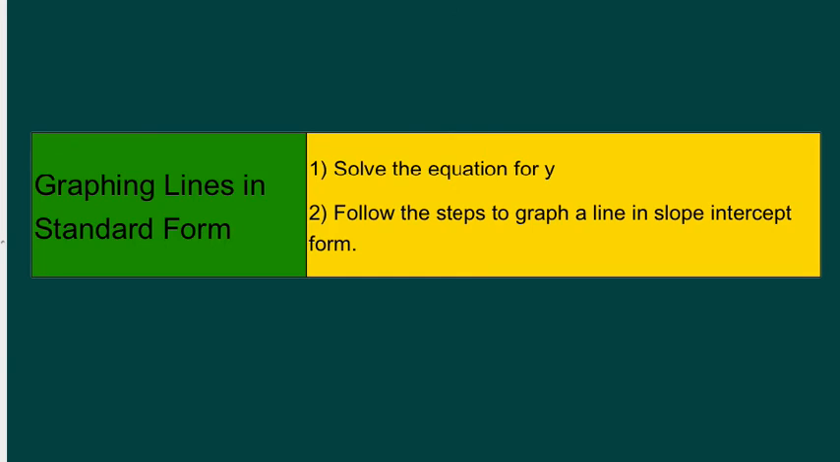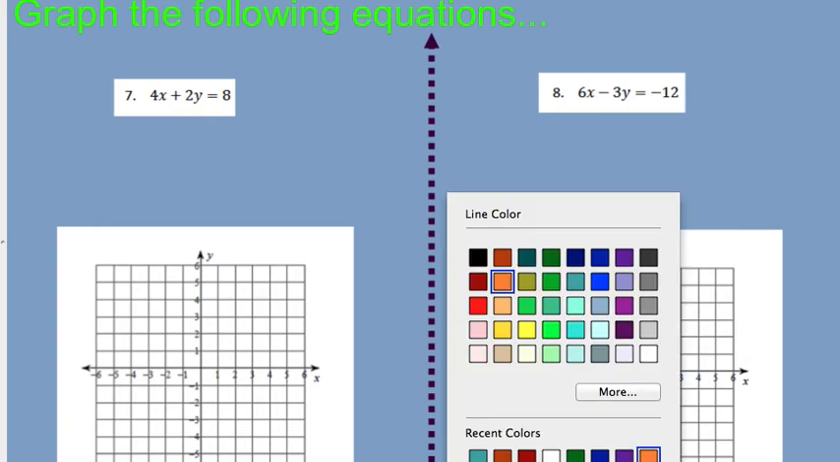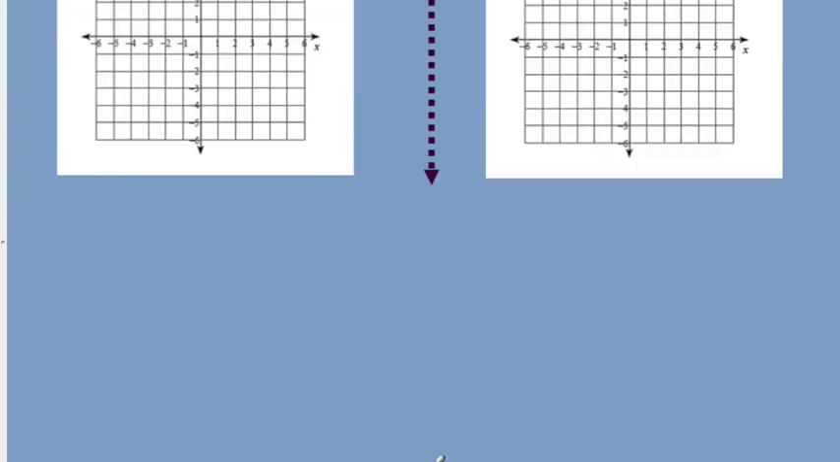Okay, so let's go ahead and take a look at what this would look like in a problem. So number 7 is in standard form. We, however, need to put it into slope-intercept form. So let's go ahead and I'm just going to move this down and we're going to solve it. So here we had 4x plus 2y is equal to 8, and we need to solve that for y.